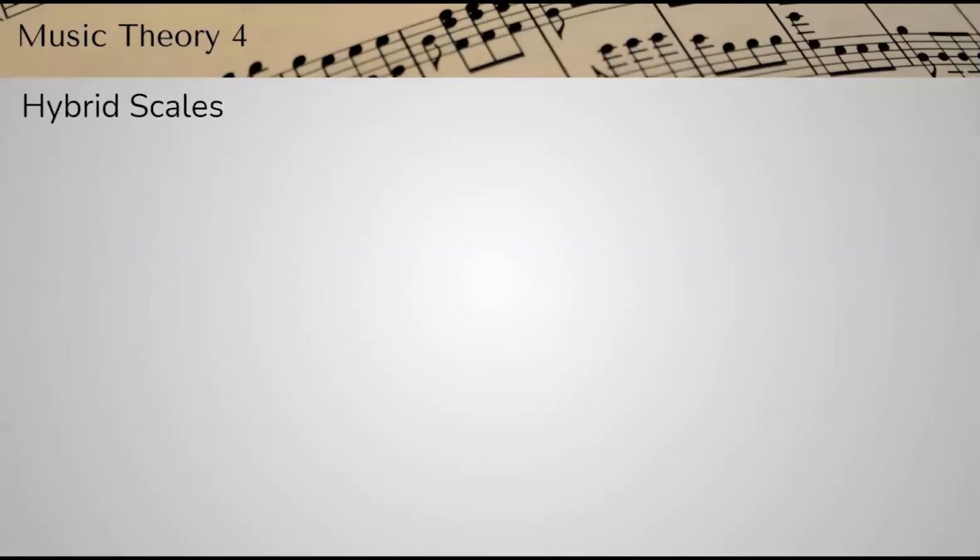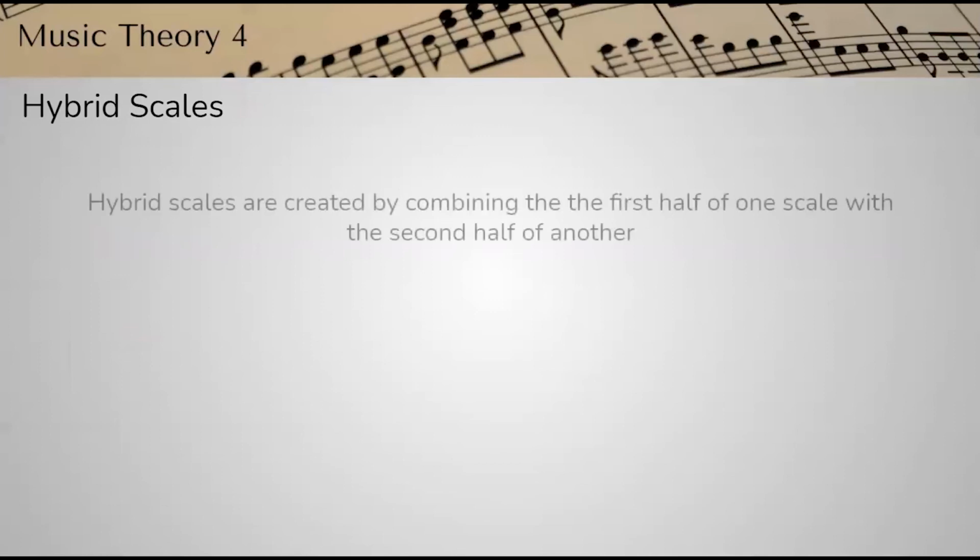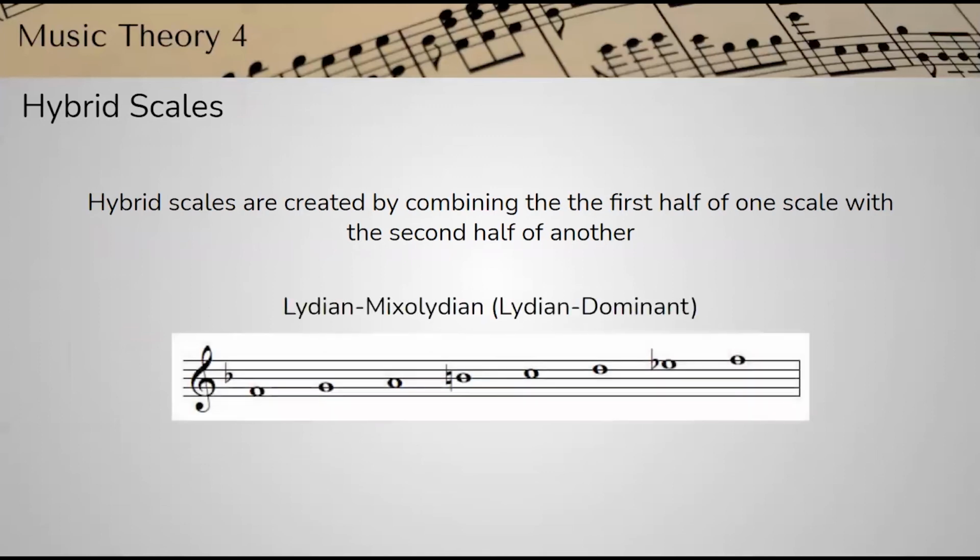Okay. And then that brings us to our last type of scale, which is called a hybrid scale. And the book presents this as scales that are created by combining the first half of one scale with the second half of another scale. And specifically, they do this with modes. I guess it's conceivable to do this with any kind of scale, but we're going to just treat it like the book does. So this is combining two different modes to create a new scale.